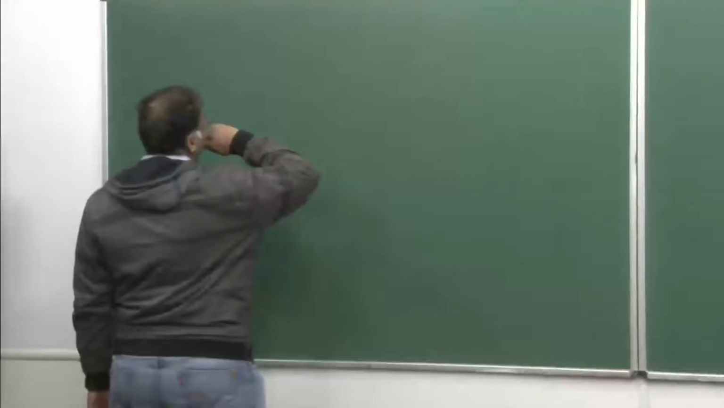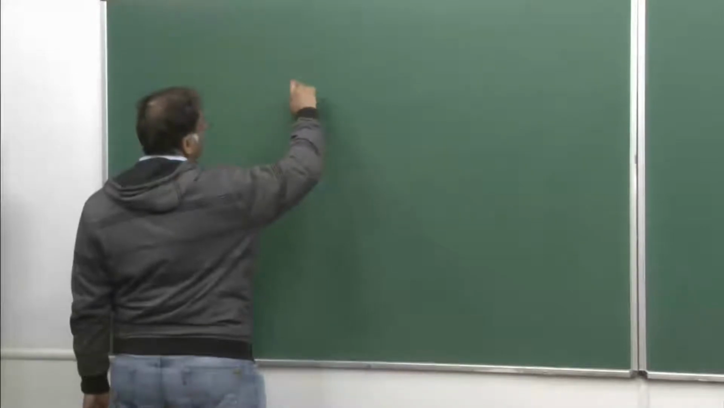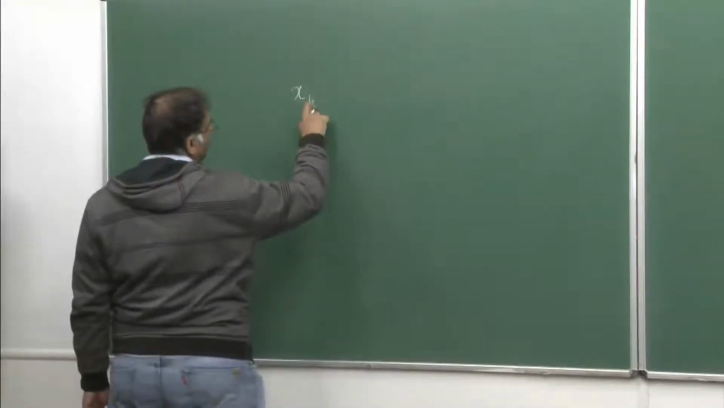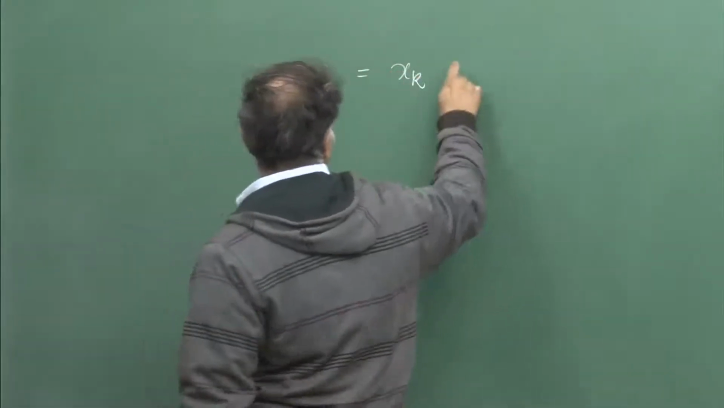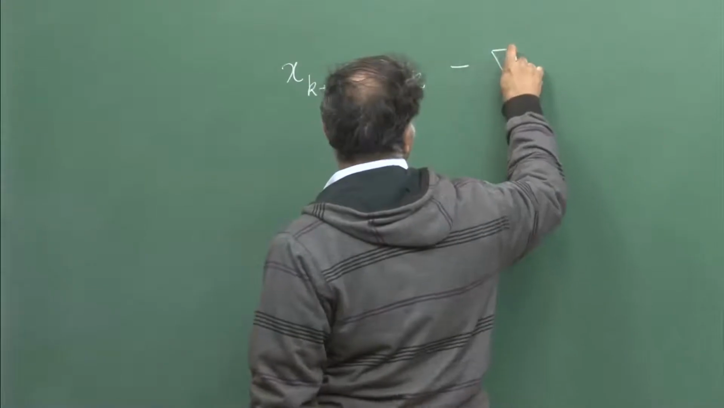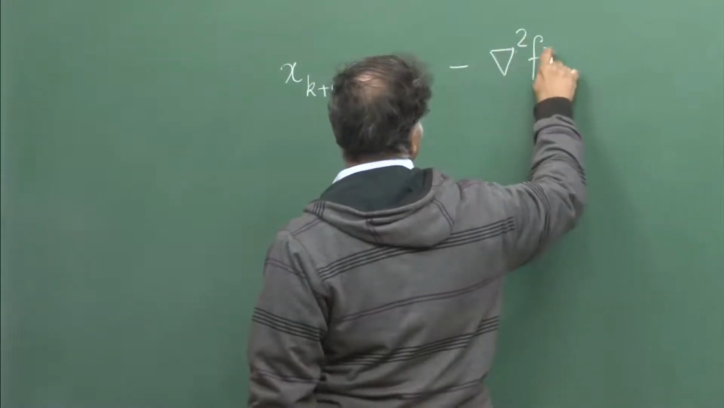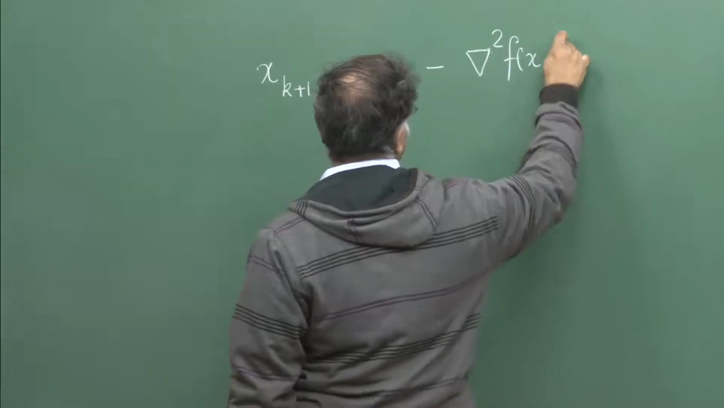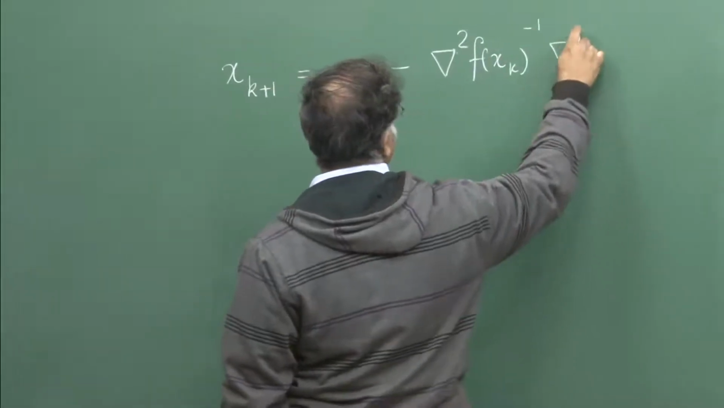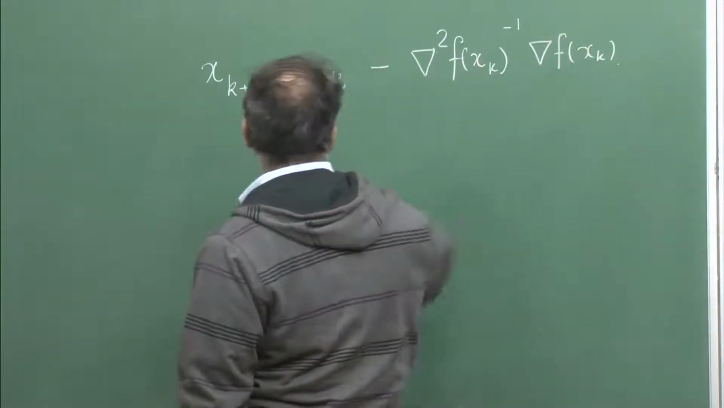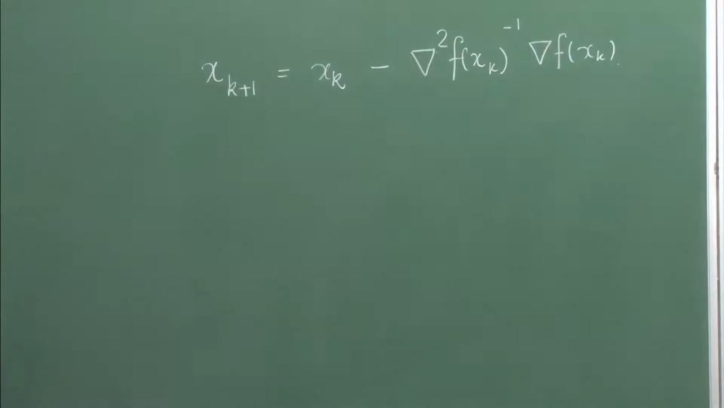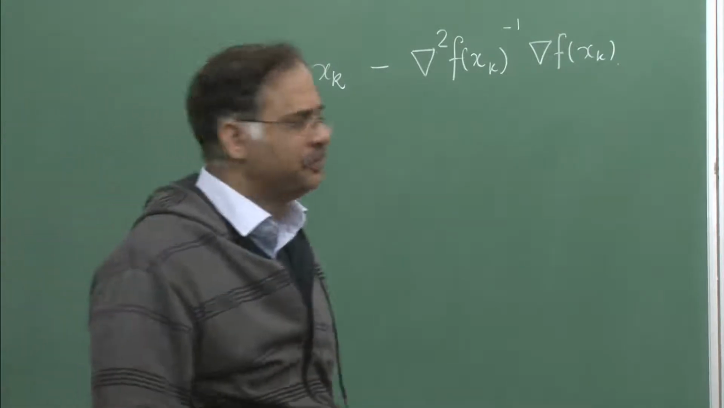There are other drawbacks of the Newton method. Let me tell you what could be the possible drawback. So, the Newton iteration is of this form. The k plus 1th iteration is related to the kth iteration in the following way. This is what is called the Newton iteration, which you are completely aware by now.